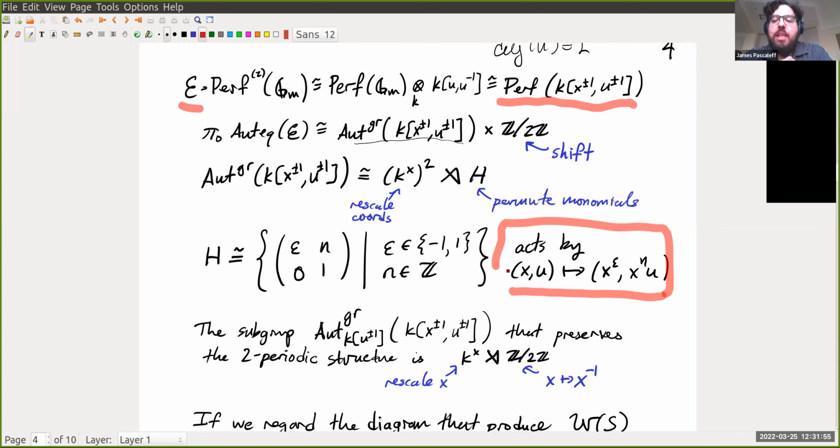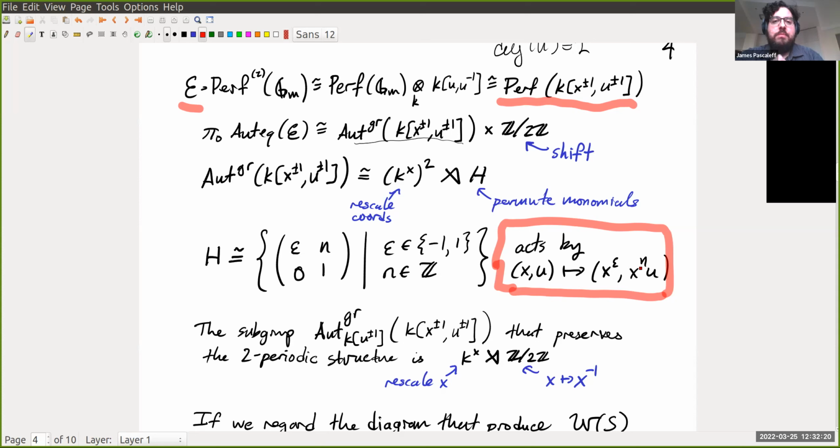Okay, so the point is that if n is 0, if you look at this transformation here, just focus on this formula. That has the information. If n is 0, then this transformation is preserving u. U goes to u. That means that this is not merely an automorphism of the category, an autoequivalence of the category, but it's a two-periodic autoequivalence. It preserves the two-periodic structure.